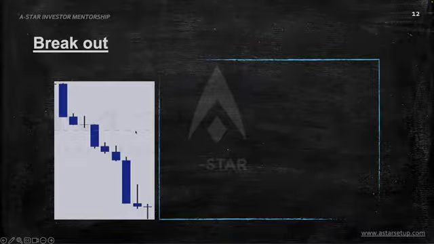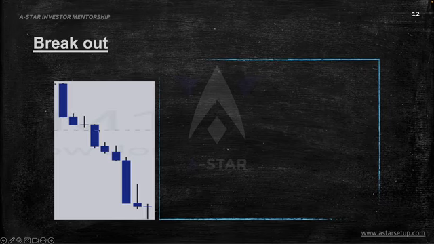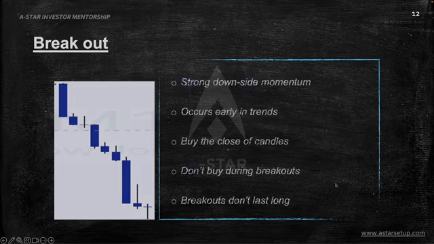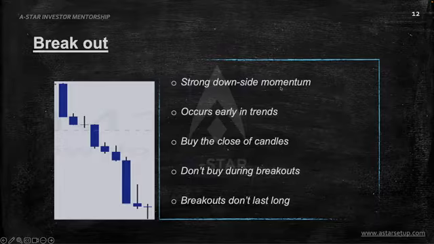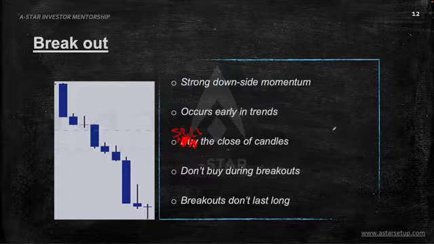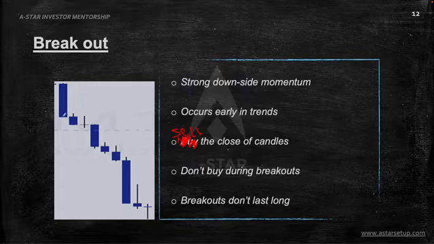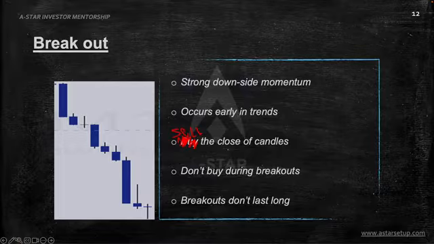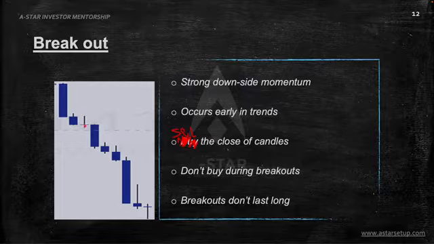Now, in a bearish breakout market, where you have lethargic moves downwards, big down close candles succeeding one another, you have strong downside momentum. It occurs early in downtrends. You want to sell the close of the candle, so pay mind to the down close candle here, and what you want to do is sell the close of this down close.